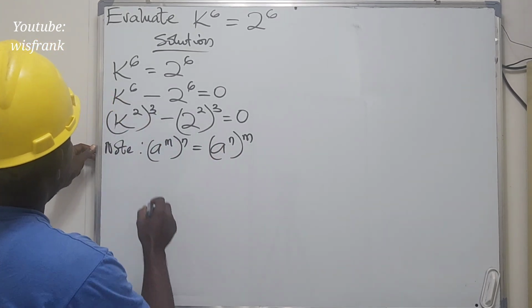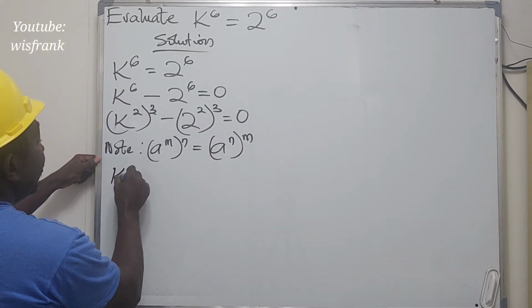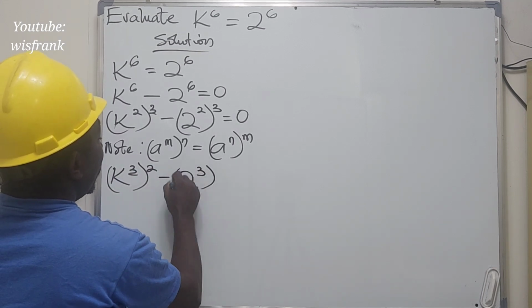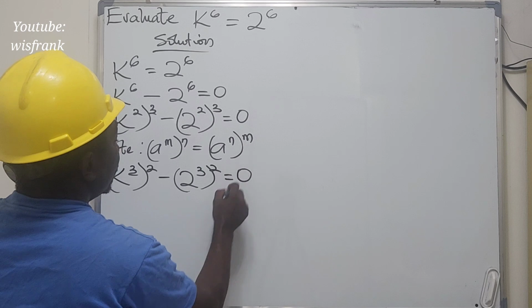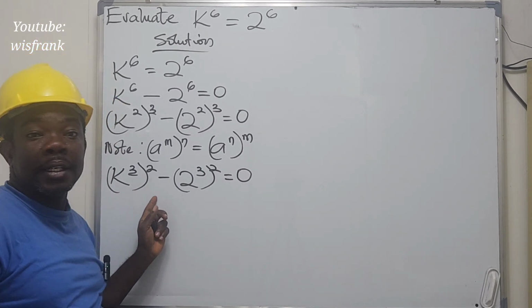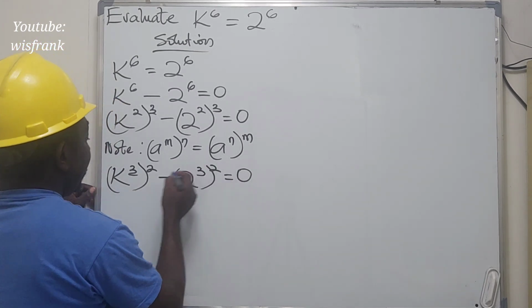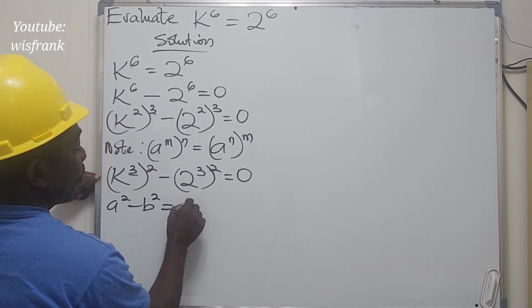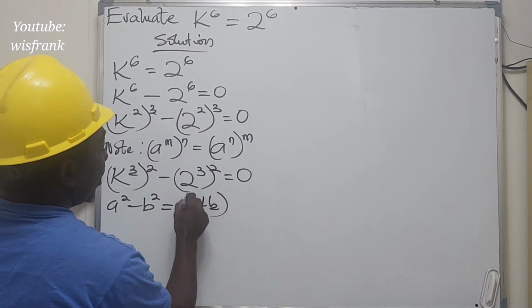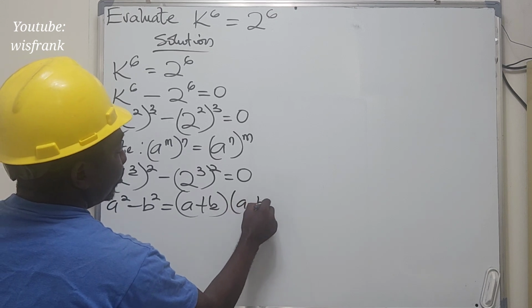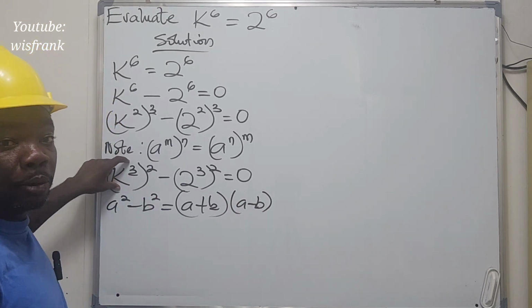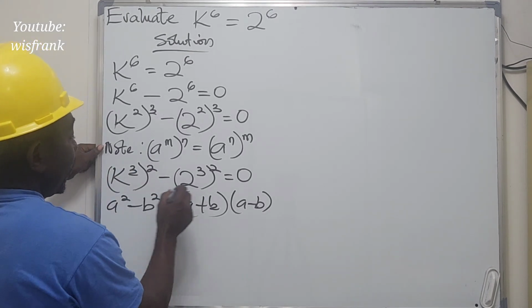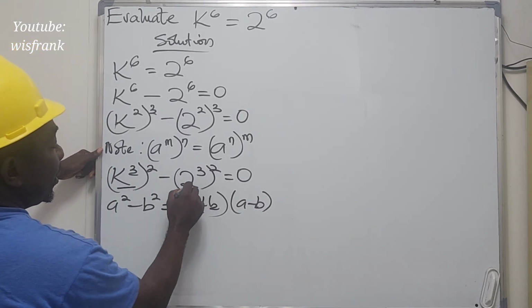So here it can be written as k to the power of 3 all to the power of 2 minus 2 to the power of 3 all to the power of 2 all equals 0. You can look at this. This is a difference of two squares. It is in the form a to the power of 2 minus b to the power of 2, which equals a plus b all into a minus b. So here we are going to represent this as this. In this case, this is our a and this is our b.